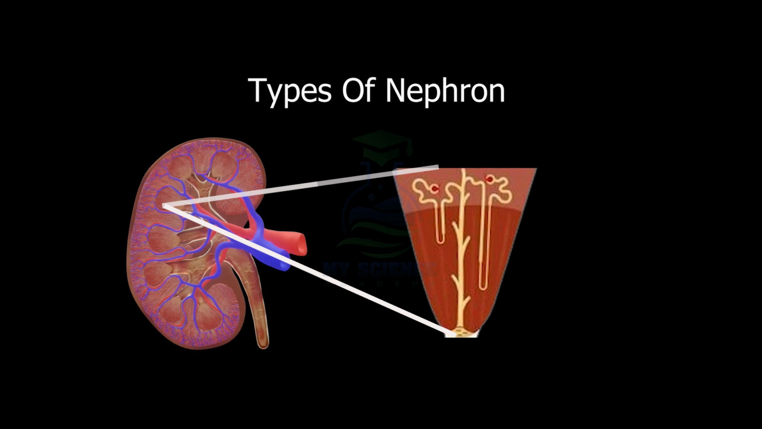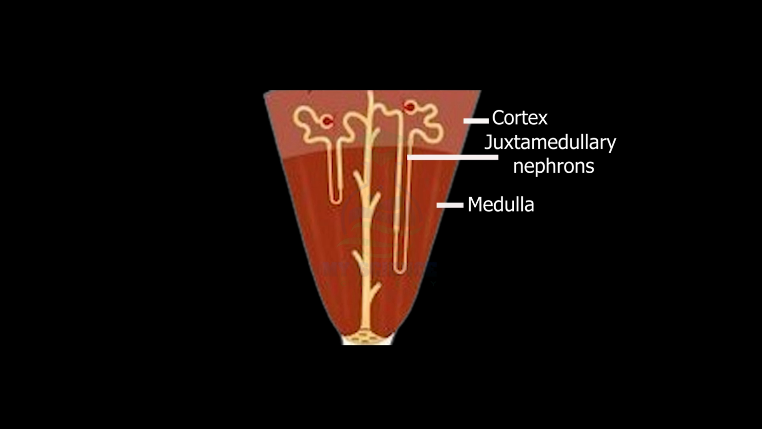Two types of nephrons are present in the kidney. These types depend on the structure and function of these nephrons. Let us see the difference between these two. The first type is the juxtamedullary nephron. As the name represents, they are present at the junction of the cortex and medullary region of the pyramid. They have a long loop of Henle and absorb maximum water to create concentrated urine.